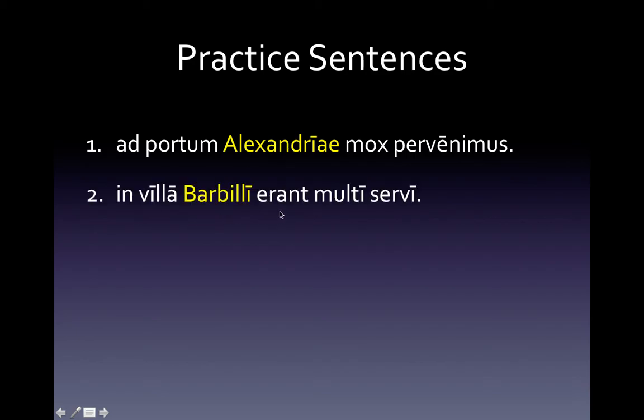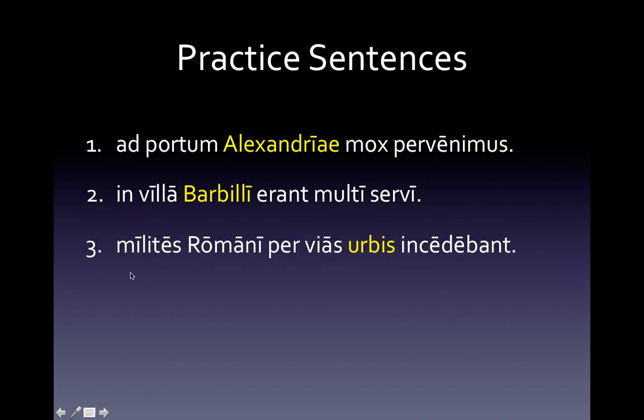In villa Barbili erant multi servi. Okay, it makes most sense for Barbili to be possessing the house. So this is Barbilus's house, or you could say the house of Barbilus. So many slaves were in the house of Barbilus.